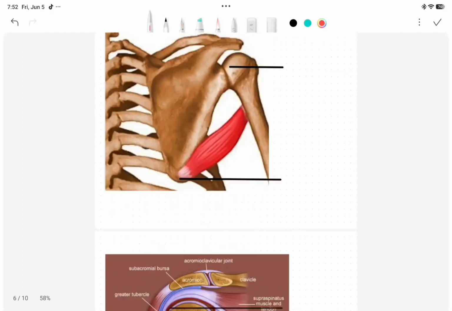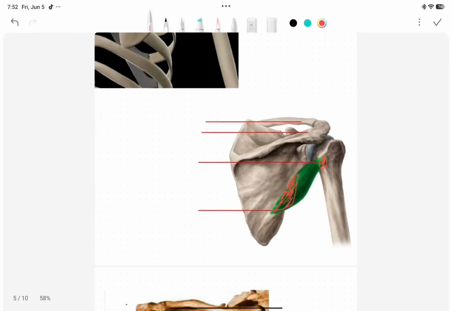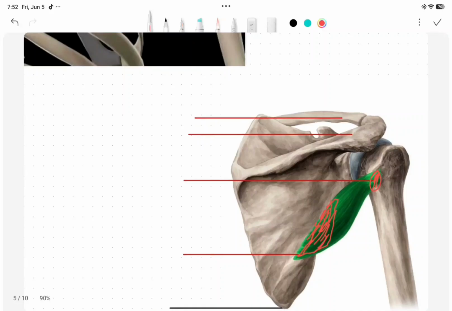Okay, this is the clavicle. This is the acromion process. And there is the insertion in the inferior facet. This is the inferior facet.